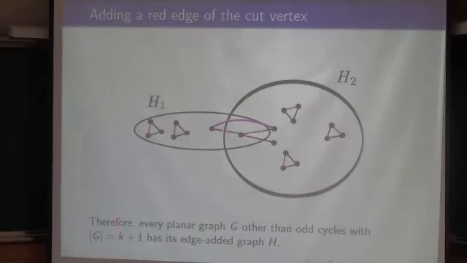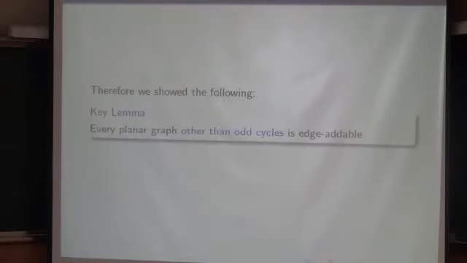So therefore, every planar graph G, other than odd cycles, with size of G being k plus 1, has its edge-added graph H. So we showed the key lemma stating that every planar graph other than odd cycles is edge-addable. So this is the finish of the proof.